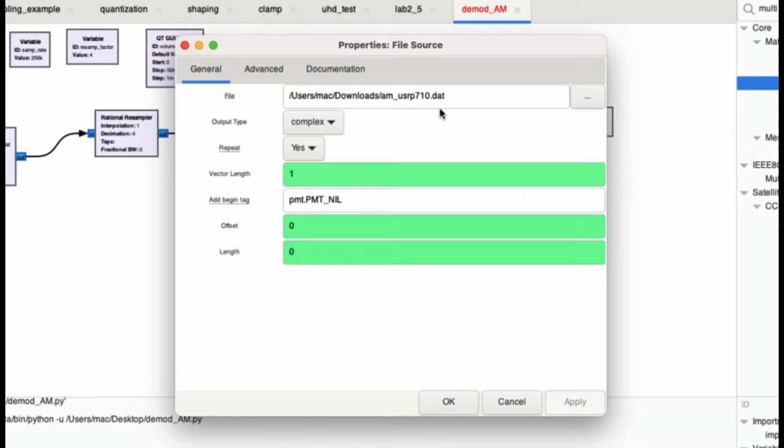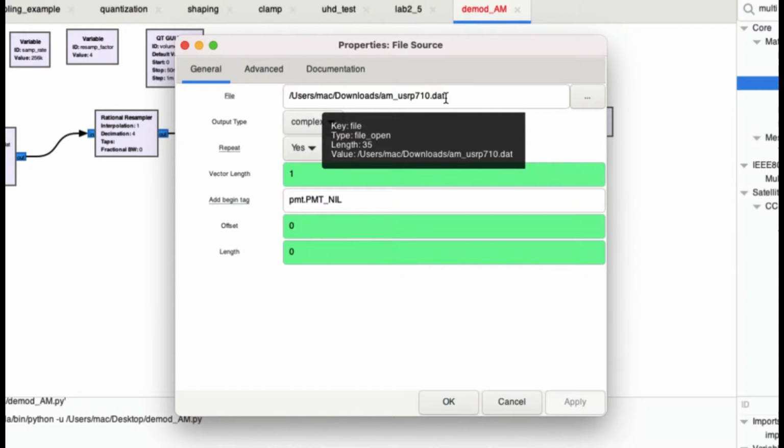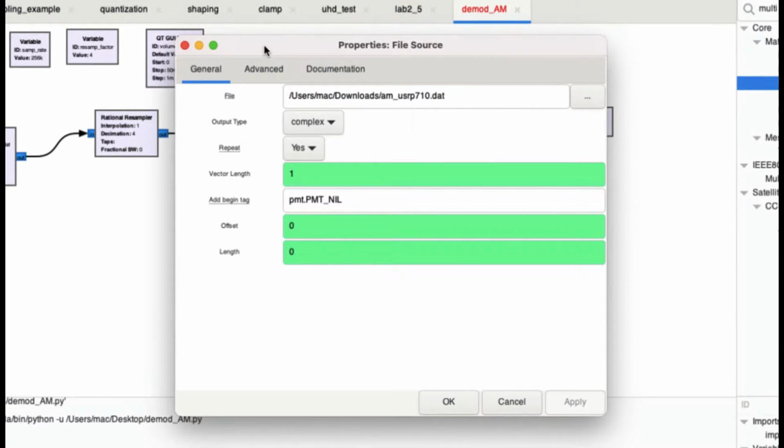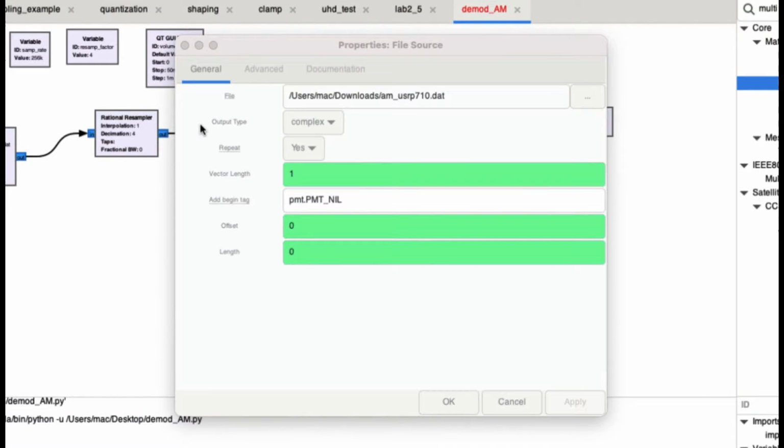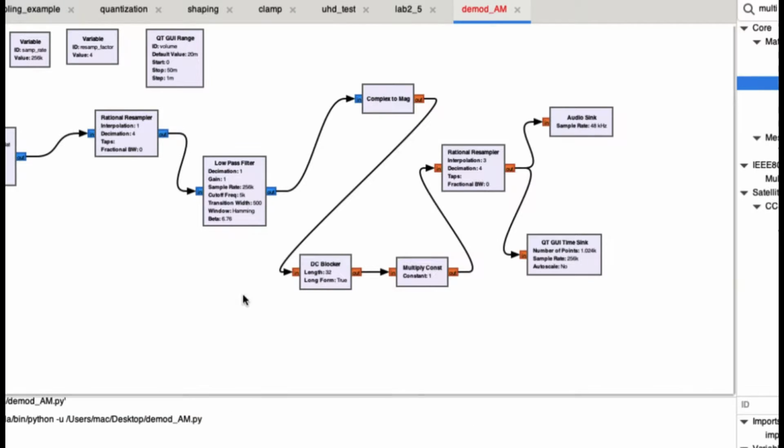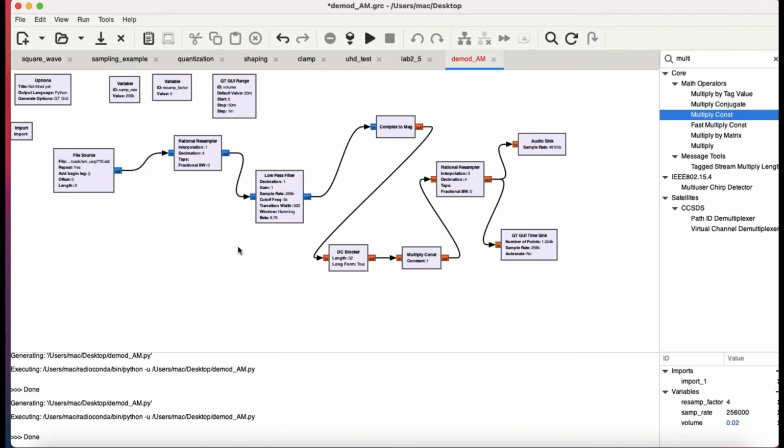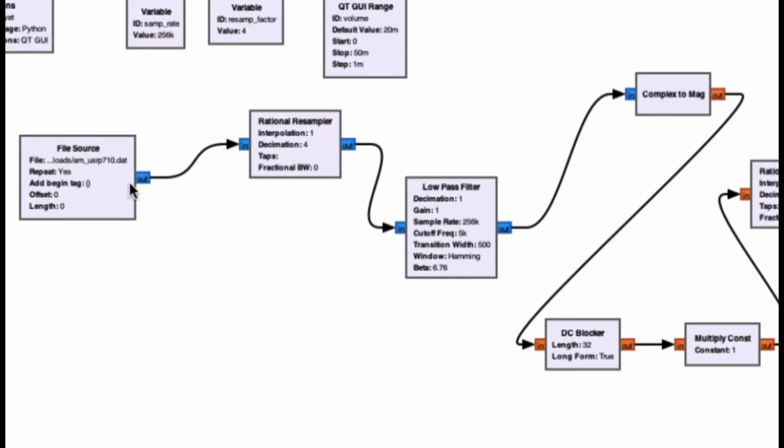Normally when you're making an AM transmitter, and you're transmitting and receiving a signal, you can listen to that signal live using an audio sink, or you can save it in the form of a .dat file, just like this extension, and then you can post-process your information later. So I got this file, which a USRP was used to capture. So this is that file.